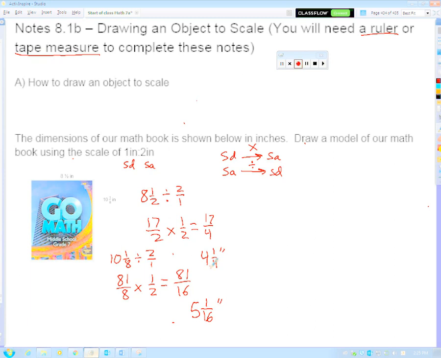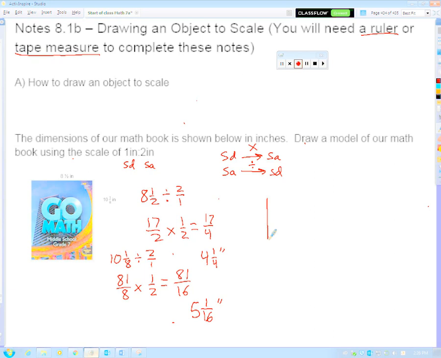The other side is going to be 4 1/4 inches. Okay, so now I'm going to draw that out. I have a ruler here with me, but you guys are not going to be able to see the ruler when I put it here on the screen. But I want you guys to be able to do the same thing with your ruler. Okay, so I'm going to draw the 10 1/8 inch side first, but I'm going to use the scale drawing. So I'm going to draw it 5 1/16 inches. Okay, so 5 1/16 inches is right there for me.